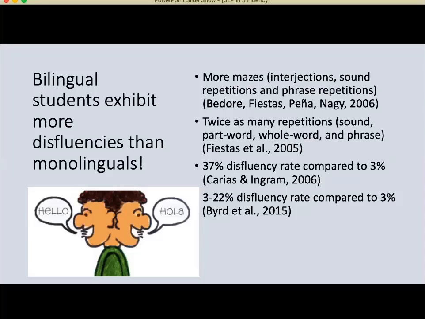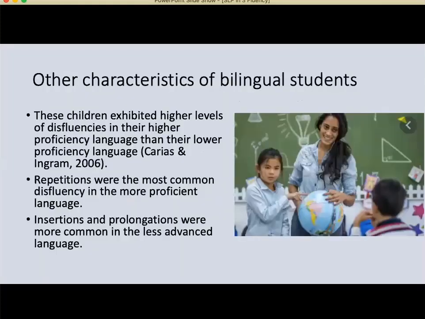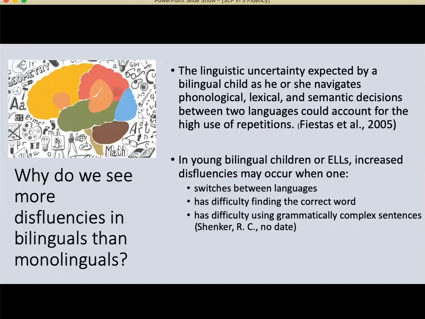Another study by Carius and Ingram found that their bilinguals had a 37% disfluency rate compared to their monolinguals who had a 3% disfluency rate. And Dr. Bird found a similar pattern of disfluency rates in her study of bilinguals compared to monolinguals. So she found about a range of 3 to 22% of disfluencies in their bilingual population. So studies show us that bilinguals in many cases produce more disfluencies than their monolingual peers. So we want to be careful that we are not using the monolingual guidelines to evaluate and make decisions about bilingual students.